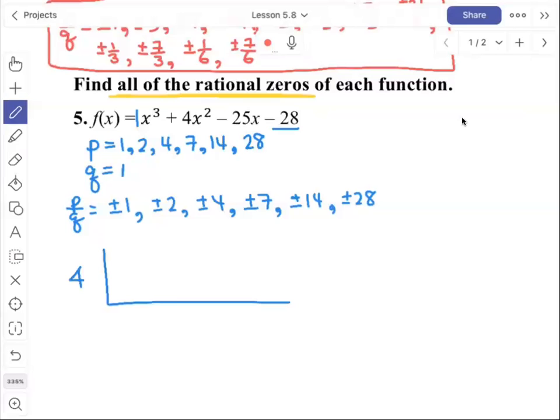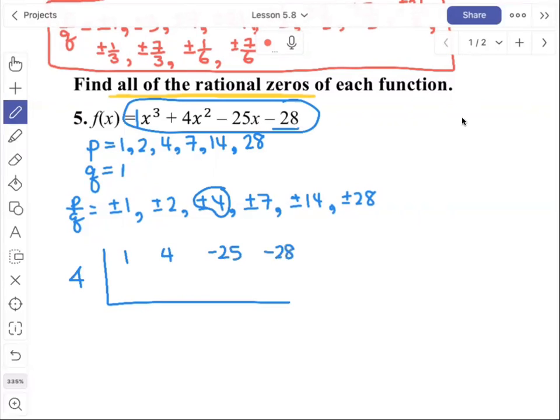All right, so I'm going to test out 4. Okay, so we're testing out this guy right here. And I'm going to use my polynomial up here. So I got 1, 4, -25, -28. Double check if there are any missing terms, any zeros that I need to put in. Doesn't look like it. Okay. So drop it down, multiply, add, multiply, and add, multiply. Whoa, Queenie.